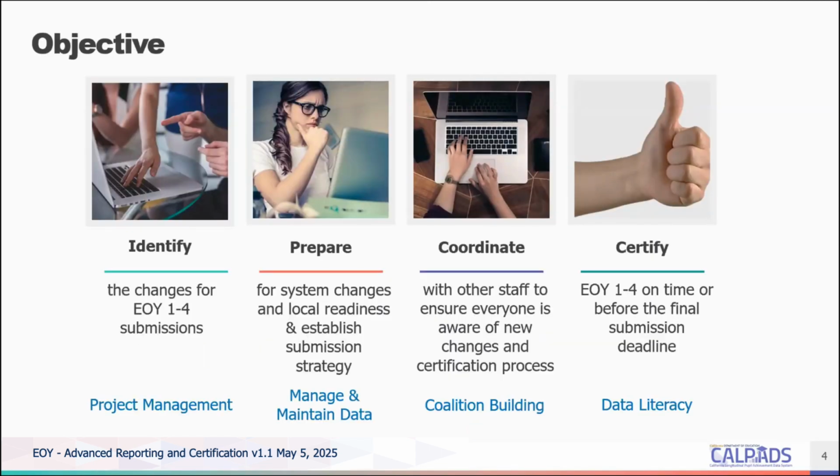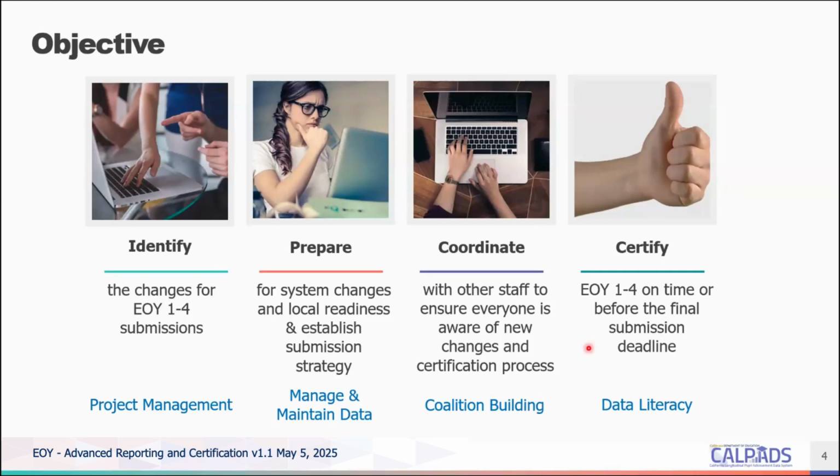So on this slide are the objectives for this session, and by the end of this training, you will be able to identify the changes for this year and important dates and milestones of the EOY submissions, learn about those system changes and establish a submission strategy that works best for your LEA. You will be coordinating with other staff in your LEA to ensure everyone is aware of these new changes, so you'll be communicating the changes to those folks if they're not here with you today. And lastly, you would be certifying end of year 1 through 4 on time or before the final submission deadline. And those are our objectives for this session.